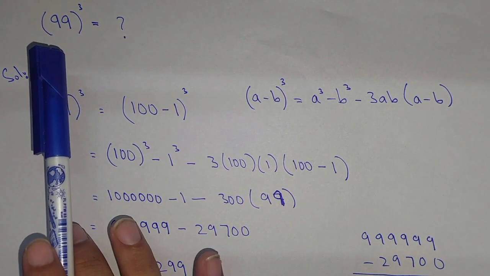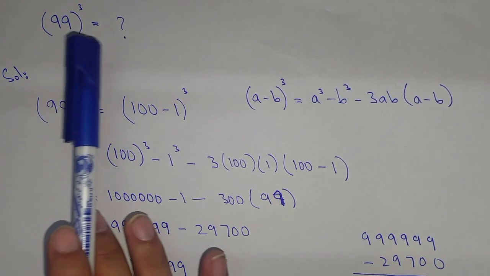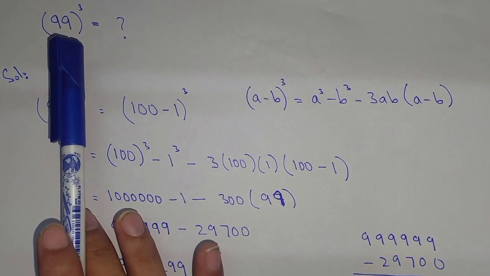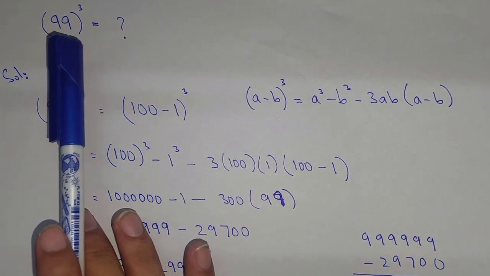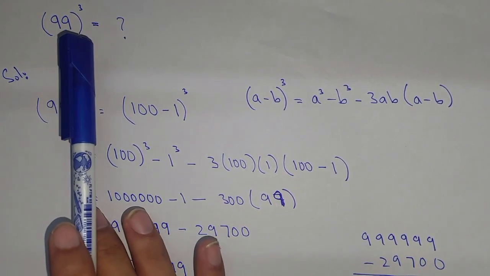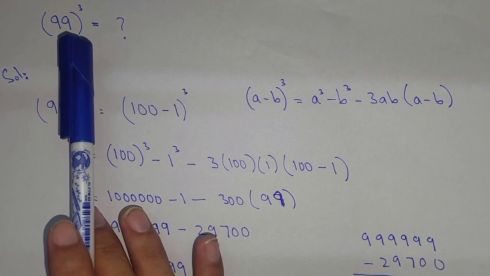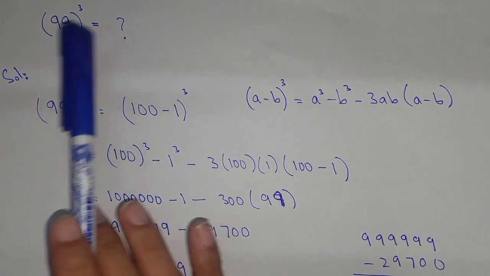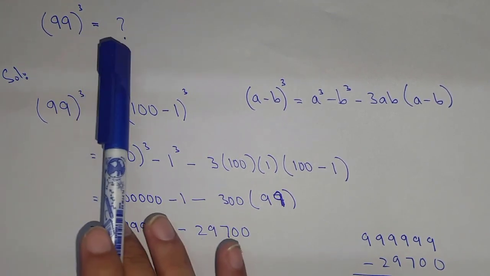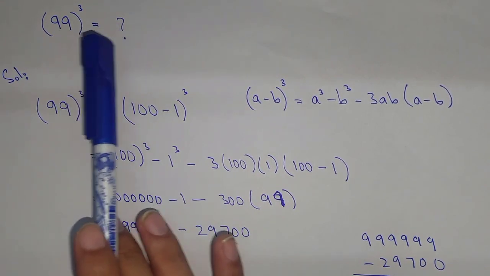Sometimes in multiple choice questions and in certain types of exams, you are given such kinds of questions. In such cases, you don't have enough time to solve them because the manual calculation is going to take a lot of time. If you multiply 99 by 99, you get the answer. Again, you multiply by 99, so it might take a lot of time and you may run out of time for other questions. So what is the easiest way to solve such questions?